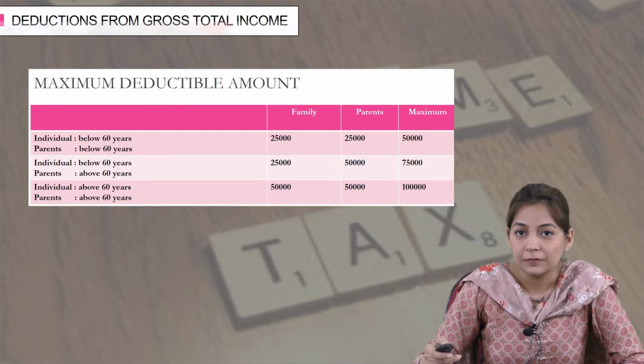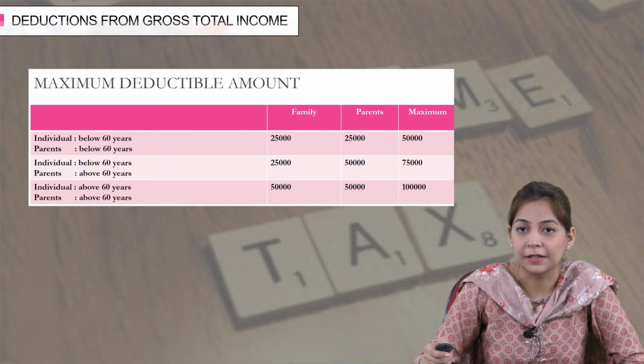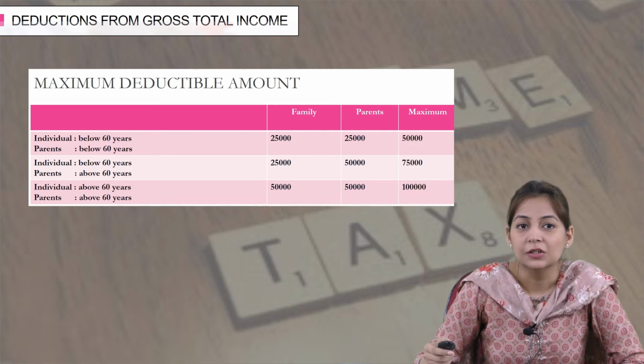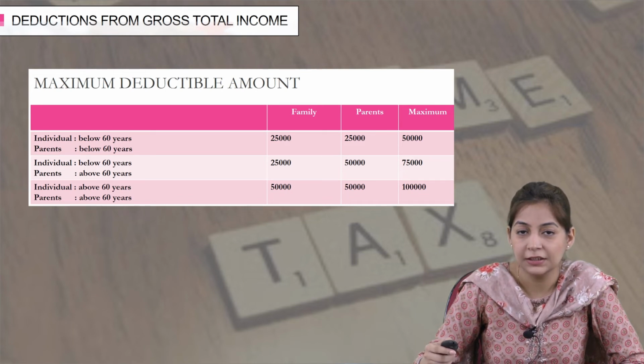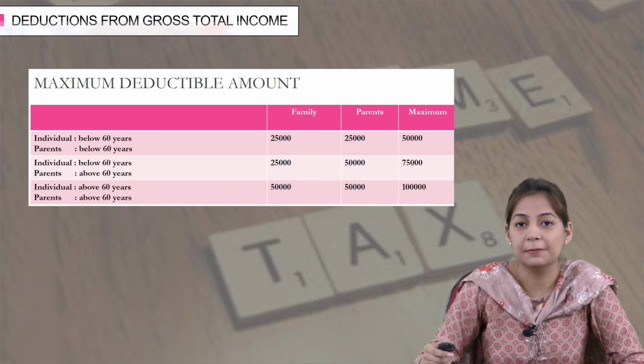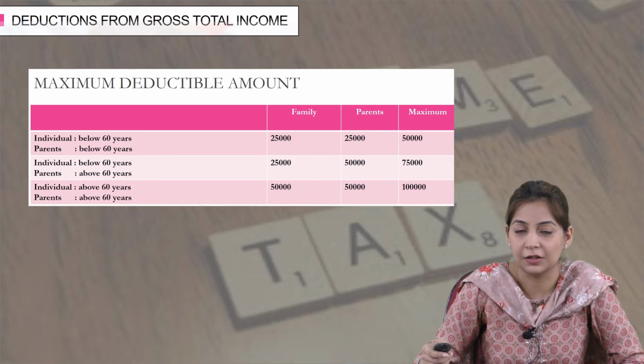Let us divide it into two categories, that is family and parents, and let us see the maximum ceiling. If the individual is below 60 years of age, then the maximum deduction that he can claim is 25,000. If parents are also below the age of 60 years, again for parents the limit is 25,000. So, if he has made any contribution towards medical insurance premium, the maximum amount that he can claim is 50,000, 25,000 for family, 25,000 for parents.